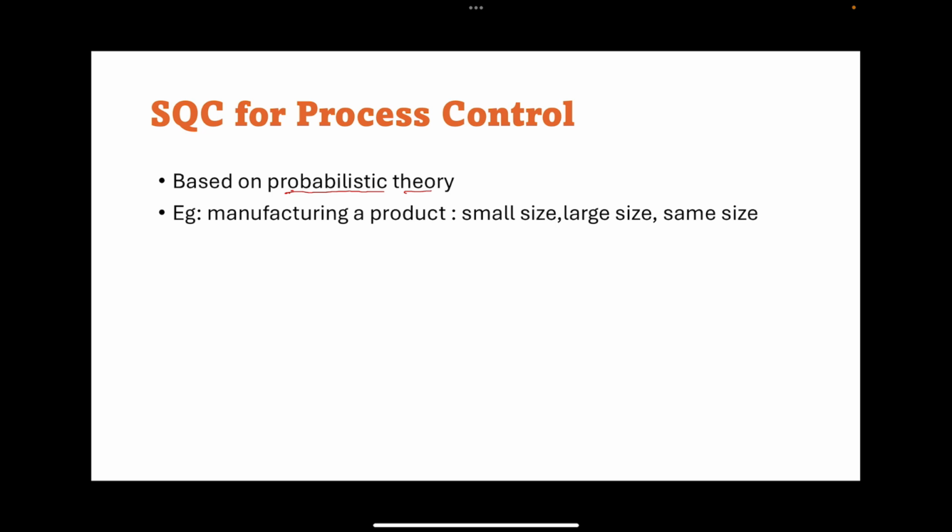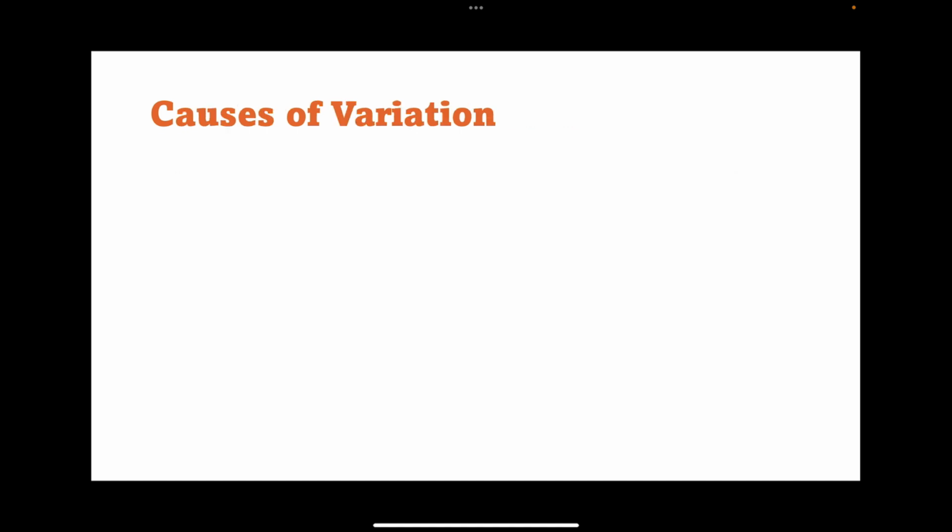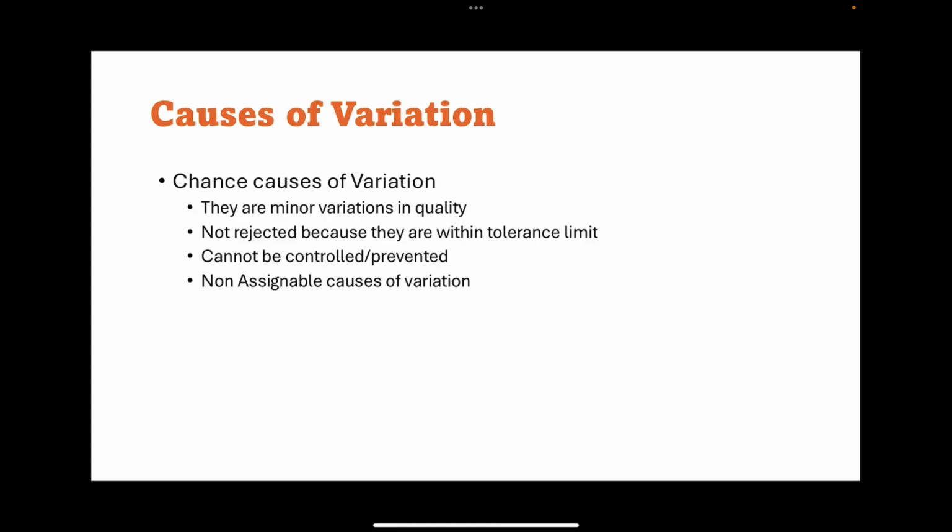So when you manufacture a product, it can be the correct size as required, or can be slightly larger, or can be slightly smaller, just like the example we have seen. We have seen a steel rod of 15 centimeter size. It can go up to 15.1, or it can be 14.9 also. It can go even below. In that case, it will be rejected. So what are these causes of variation? Why are you not getting the exact size? It can be due to chance causes of variation. These are minor variations in quality.